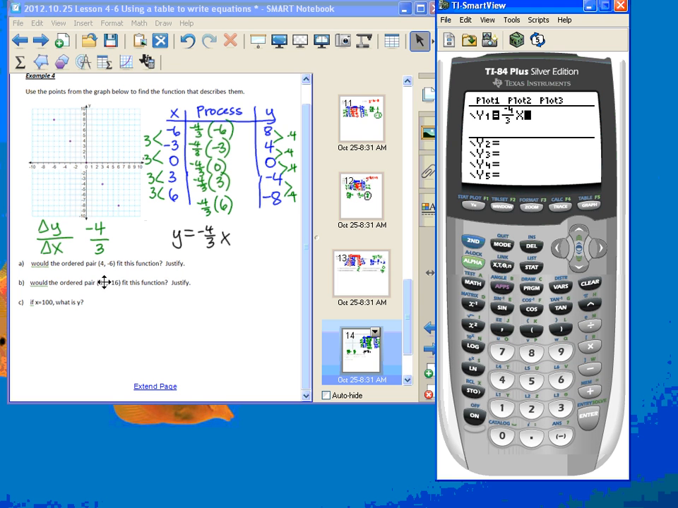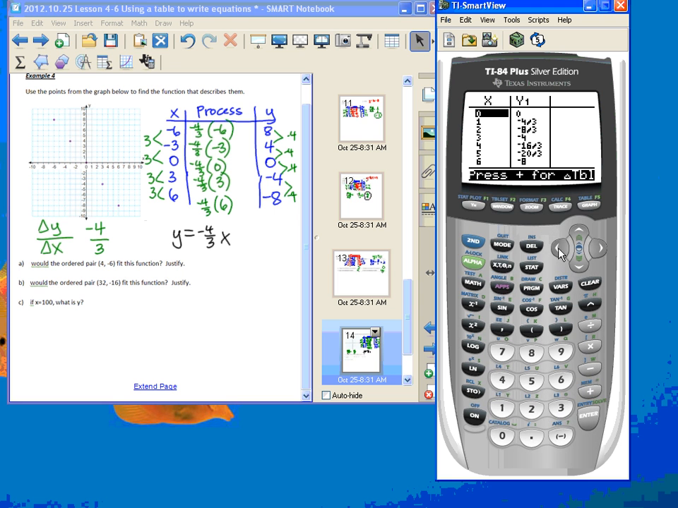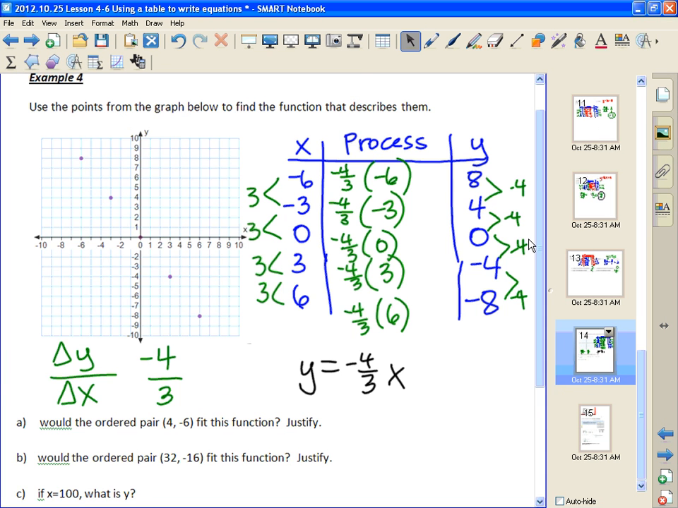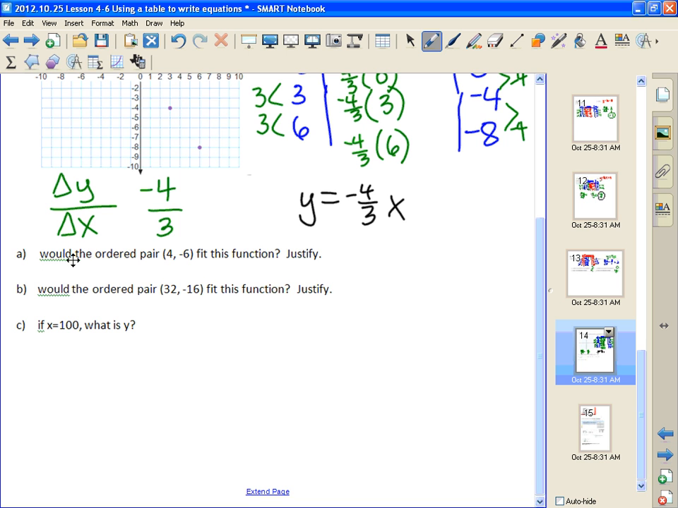Then I'm going to go to the table and see if this ordered pair is in the table. So how do I get to the table? Second graph. Okay, so I'm looking for 4, -6. Do I find 4, -6? No, I don't find 4, -6. So I'm going to say no. And what would be my justification or my reasoning? Yeah, it's not an ordered pair that fits the function. So I could say when x is 4, y is, what was it, -16/3? Something random? Yes.